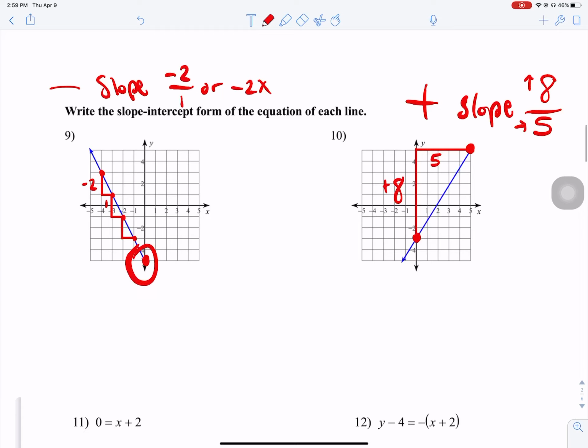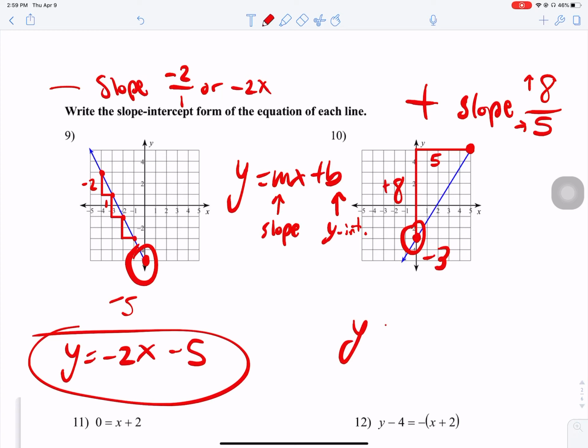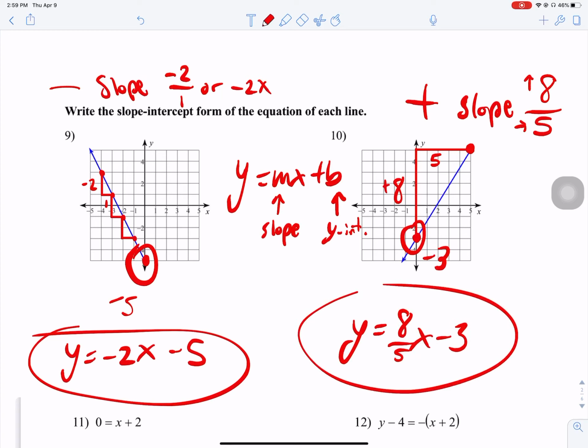Now, what's your y-intercept? This one's negative 5. What's your y-intercept here? Negative 3. So we put it all together in y equals mx plus b, as that's the slope and that's the y-intercept. So we have y equals negative 2x minus 5, and y equals 8/5 x minus 3. That's not point slope, that's slope intercept. So keep in mind that you are expected to know both.